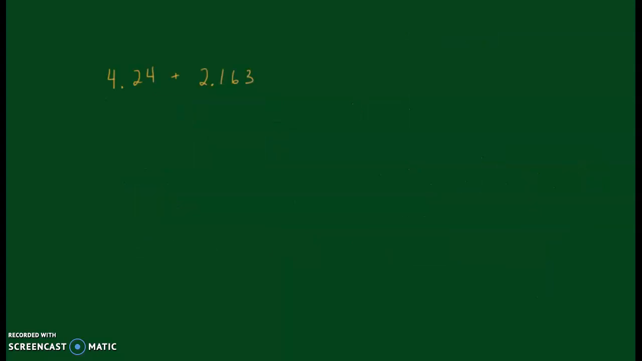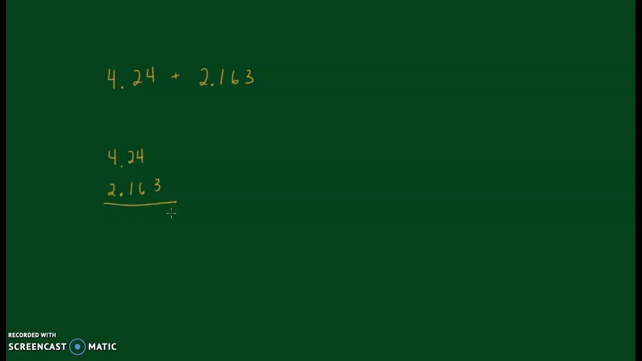For the practice problem at the bottom, we're going to do an addition and a subtraction problem with decimals. And they have them written this way. And if you remember in previous videos, we've talked about how when you're adding decimals, you have to make sure your decimal points are lined up. So I'm going to rewrite these problems, making sure that I line up the decimal points. So 4.24, then 2.163. Again, my decimal points have to be lined up.